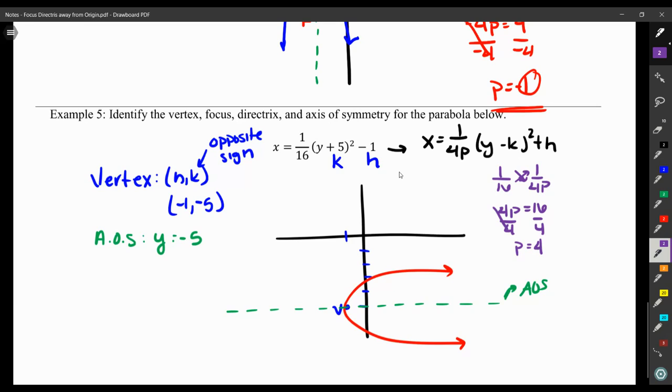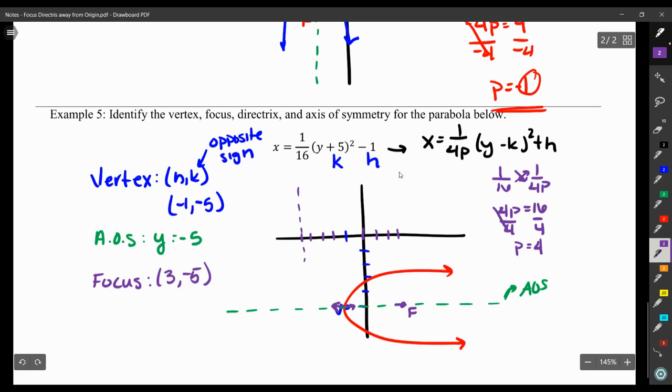So what that means is the focus and the directrix are both 4 away from the vertex. Well, the focus has to be inside the parabola, so the focus is going to be to the right. And so if I count 4 units to the right, so 1, 2, 3, 4 units to the right, this will be my focus. So my focus will have coordinates of a positive 3 and negative 5. When you do the directrix, you're going to go 4 units to the left. We're going outside the parabola this time. So 1, 2, 3, 4 units to the left will be a vertical line at x equals negative 5.